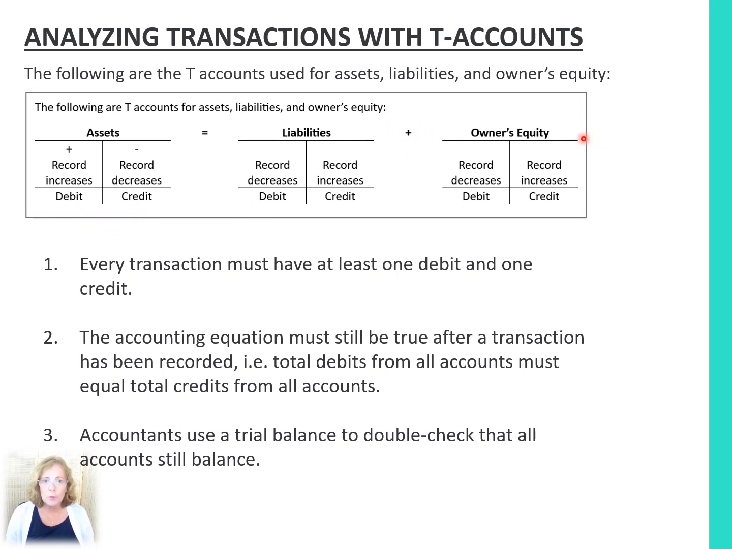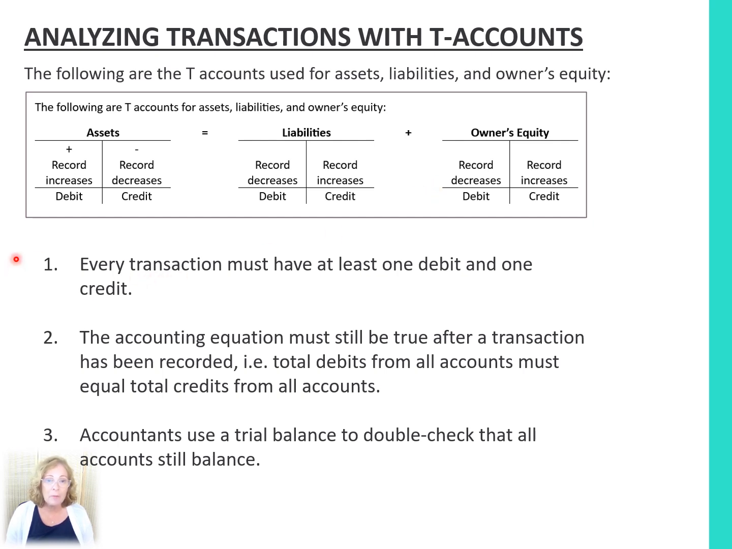Liabilities and owner's equity accounts increase with a credit on the right side. And another way to remember is that these accounts are listed on the right side of the balance sheet. Liabilities and owner's equity accounts decrease with a debit on the left side. Now, a few more reminders.